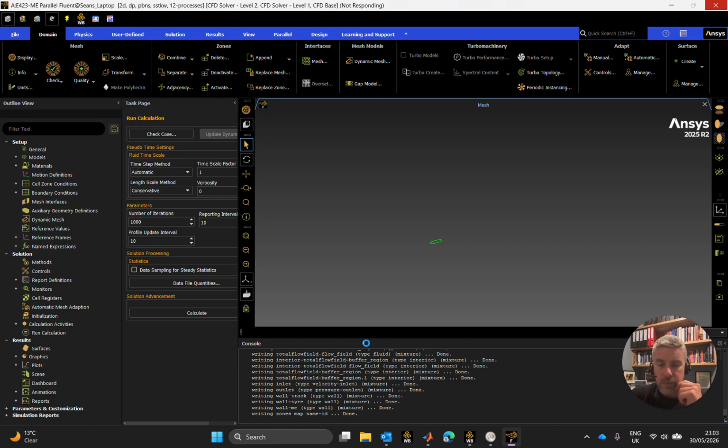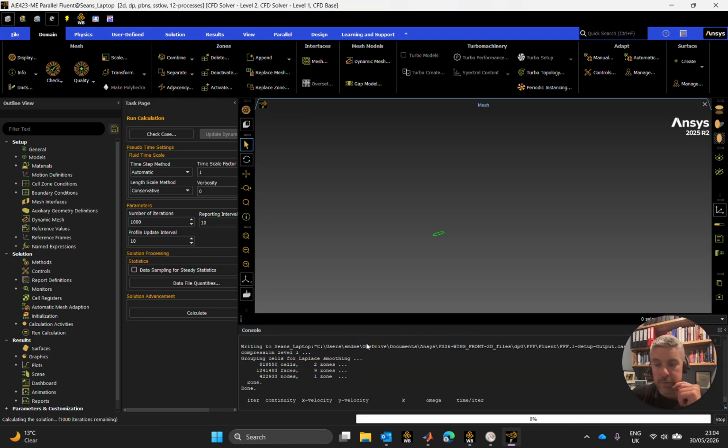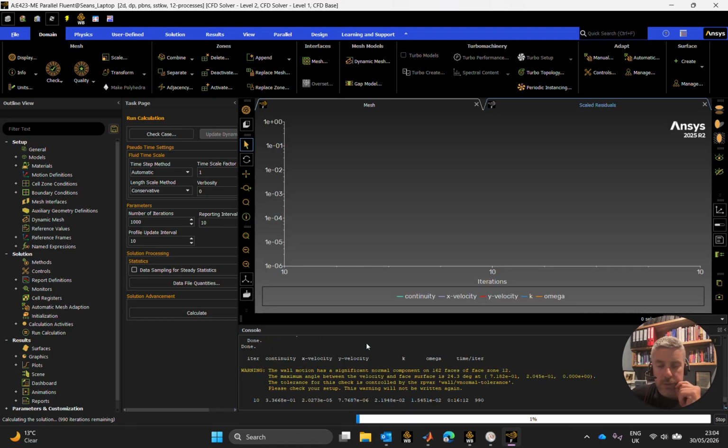I expect the X and the Y velocity components to come down very fast and be below our residual limit. Continuity, I don't think is going to drop much more than e to the power of -5, probably at the best. And K and omega will probably drop maybe down to the -6, -7. But I just want to see, yeah, this is what I was expecting.